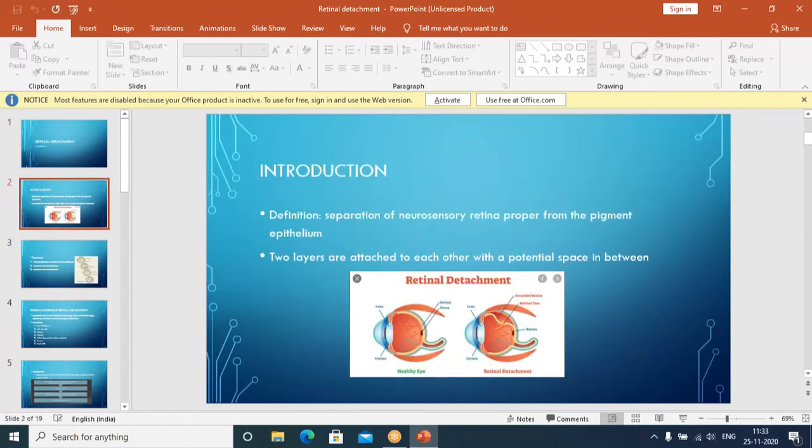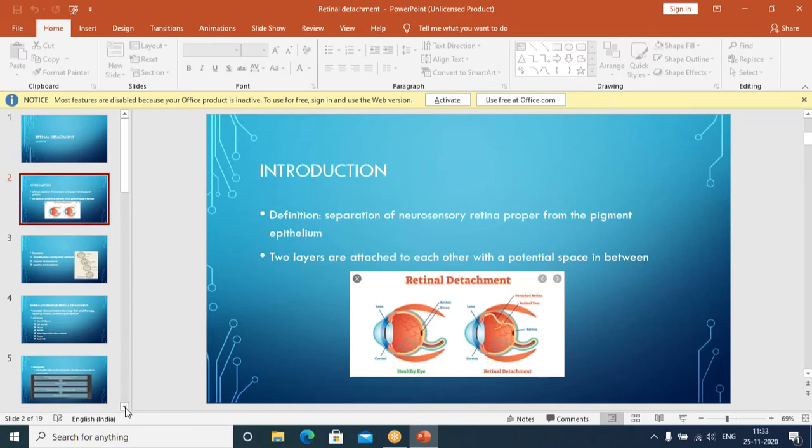Yes. Ma'am, what is the difference between internal tamponade and pneumatic retinopexy, ma'am? In pneumatic retinopexy, what you do is, one second, just let me show you the slide.